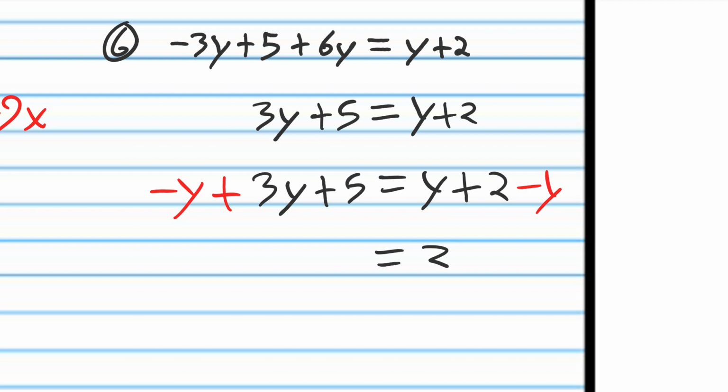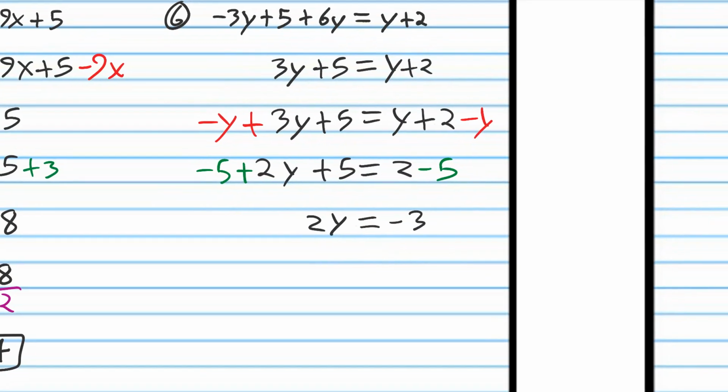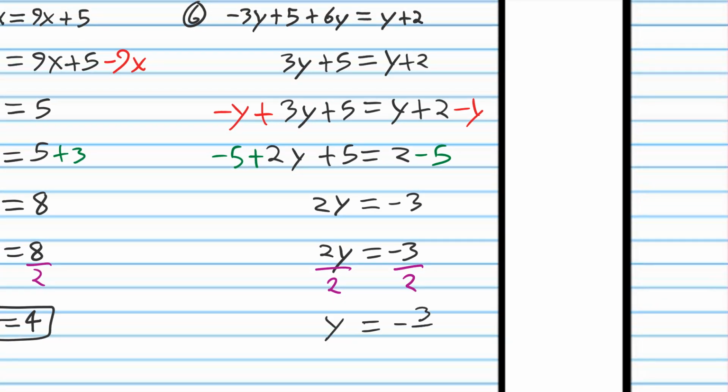So we get 2, and negative y plus 3y on the left side is 2y. Then we get our green color, subtract 5 from both sides. It's just a two-step problem at this point. And we get negative 3 on the right side of the equation and 2y on the left side of the equation. And then I'm going to rewrite that. Again, you need to be rewriting all this stuff to show the result of your work. Divide both sides by 2, and we end up with negative 3/2.